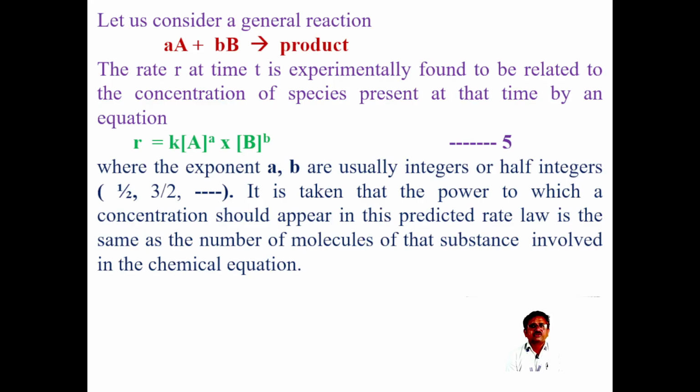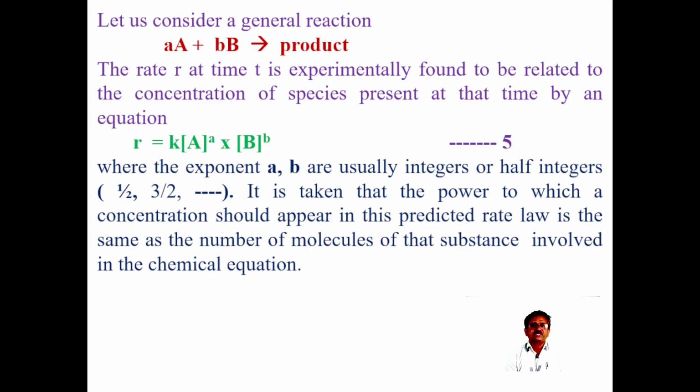Let us consider a general reaction. Again, we can add something more about this: a moles of A plus b moles of B gives product. So the rate R at time t is experimentally found to be related to the concentration of species present at that time by an equation, that is, rate R equals K [A]^a [B]^b, where the exponents small a and small b are usually integers or half integers.